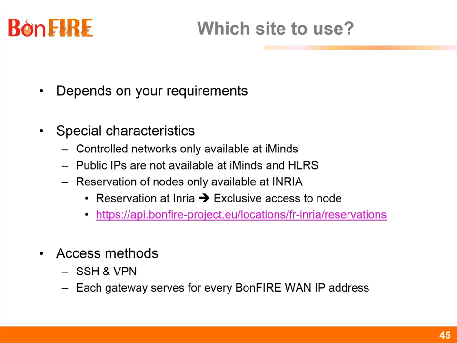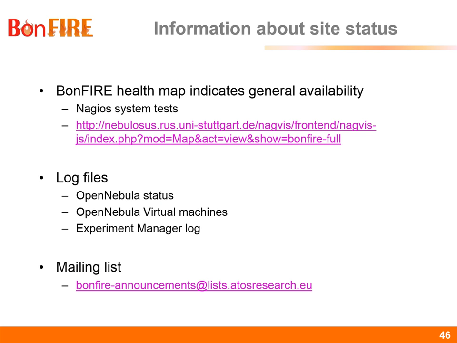Still on which site to use, it depends on your requirements, what you want to do. Control networks are only available at the virtual wall. The public IPs are available everywhere except for iMinds and HLRS. Reservation of nodes through the interface that I showed graphically before is available at INRIA, and this is the URL for you to follow so as to do a reservation. I spoke about SSH and VPN before, and I spoke about the gateway as well. The visualization is available from the link on the slides that you've got, and for this you need to be a BonFIRE user to access it.